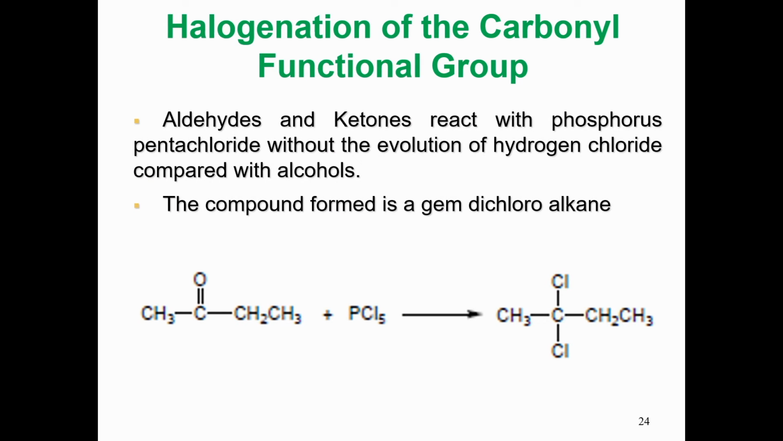Halogenation of the carbonyl functional group can also be achieved using phosphorus pentachloride. This does not give rise to hydrogen chloride as a byproduct, as we can see in alcohols, in the sense that in this reaction of carbonyl and phosphorus pentachloride, a gem dichloroalkane is the product.